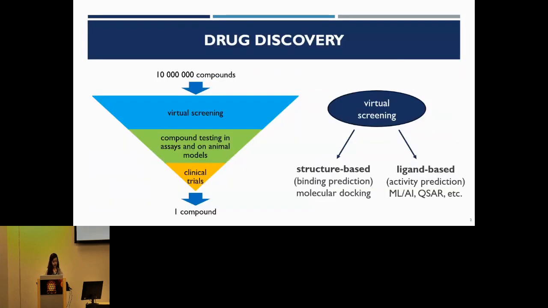So virtual screening is a drug discovery technique that is used to identify potential active compounds from large compound libraries. It can evaluate the affinity of millions of compounds and produce only a few hundred that have the best affinity towards a target. And these few hundred are then tested in assays, and this saves both time and money.